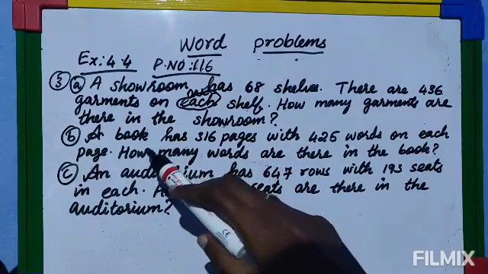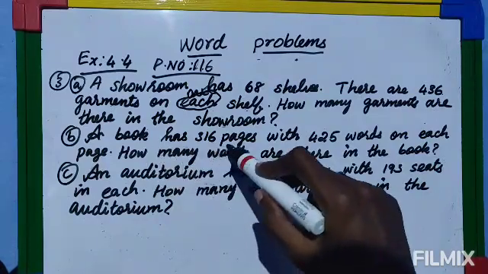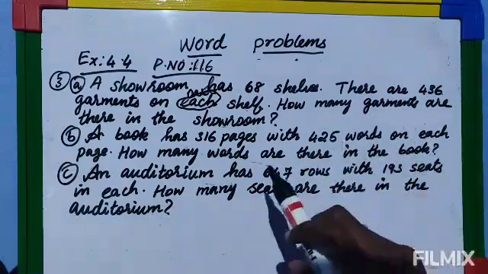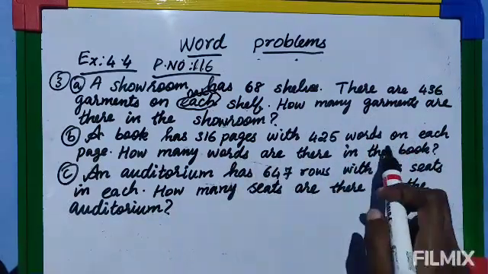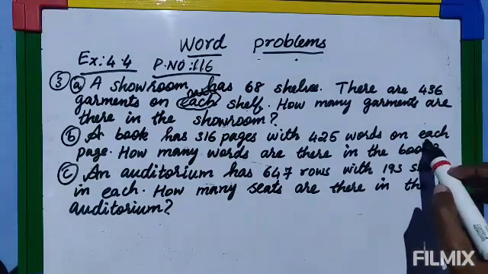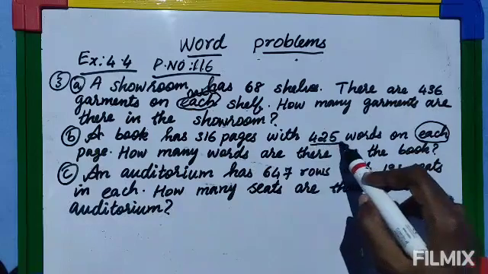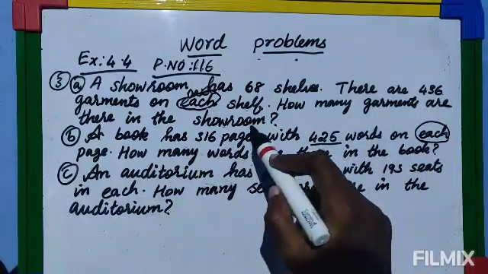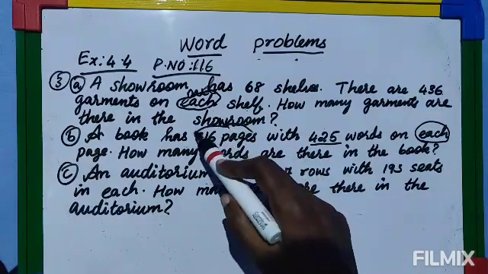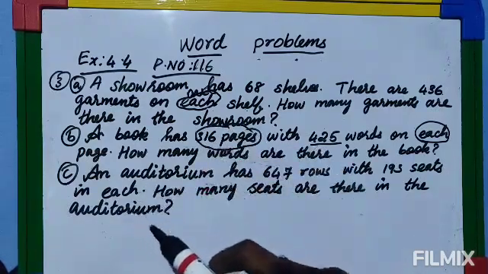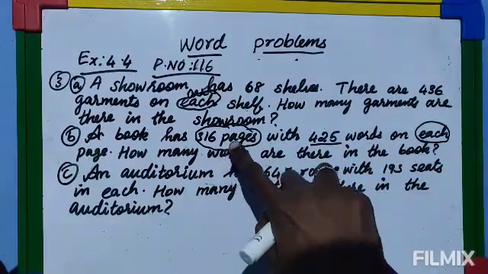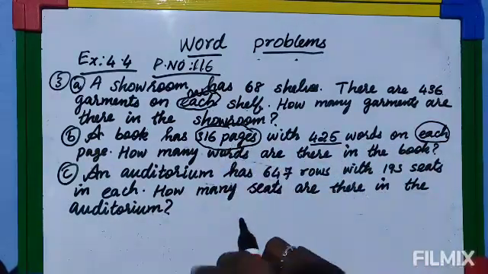Again the second one: a book has 316 pages with 425 words on each page. How many words are there in the book? So each page. Each means 1. So in one page 425 words. So how many words are there in 316 pages? So it is given for one page and they are asking for 316 pages. So you have to multiply.